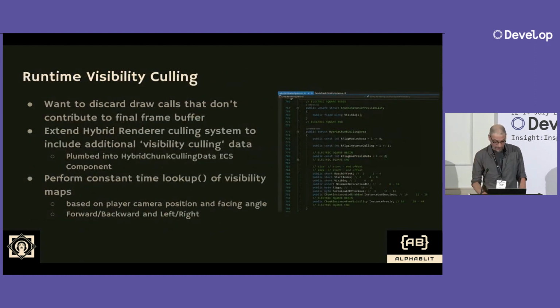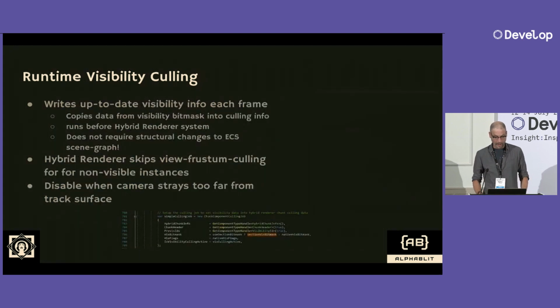At runtime, we want to discard draw calls that don't contribute to the final frame buffer. So we extended the hybrid renderer culling system to add additional visibility culling data, plumbed into the hybrid chunk culling data ECS component. Then we perform a constant time lookup of the visibility maps at runtime based on the player camera position and facing angle. If it was looking forward and left, we'd combine those two bit masks and send that down into the hybrid chunk culling info. We'd write this visibility info into that component every frame before the hybrid renderer system ran.